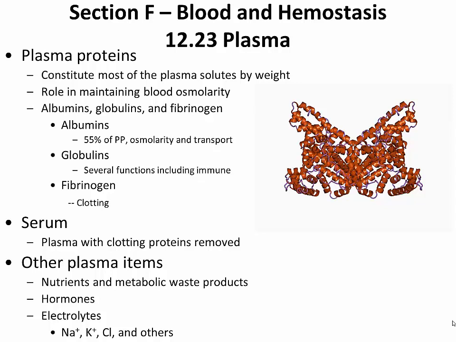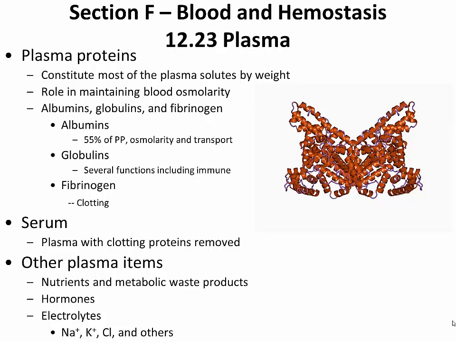In section F, we begin our discussion of the components of blood with a discussion of plasma. So plasma essentially, of course, is the liquid in which our blood cells travel in the body, but plasma also contains, aside from the formed elements of the blood, some components that are of great interest to us in physiology. The first of those would be the proteins.